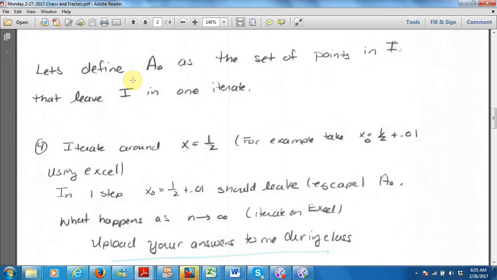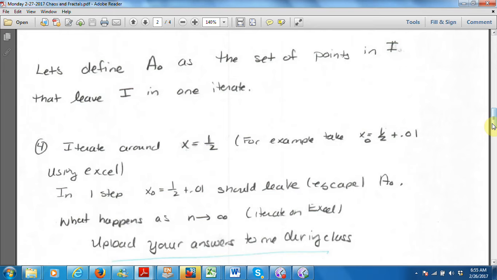I'm going to show you what that looks like in a second, and it should be reminiscent of something you've done before. What I'd like you to do next, and you're probably going to have to pause me, is to iterate around x equals 1/2. Maybe take those 3 points that you saw iterate outside of A0, and you know that in one step they should leave. That means escape. But what happens as you go to infinity?